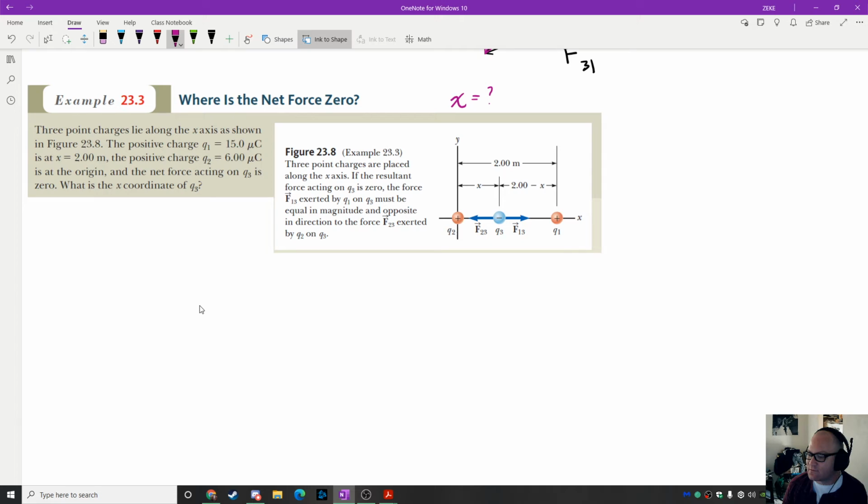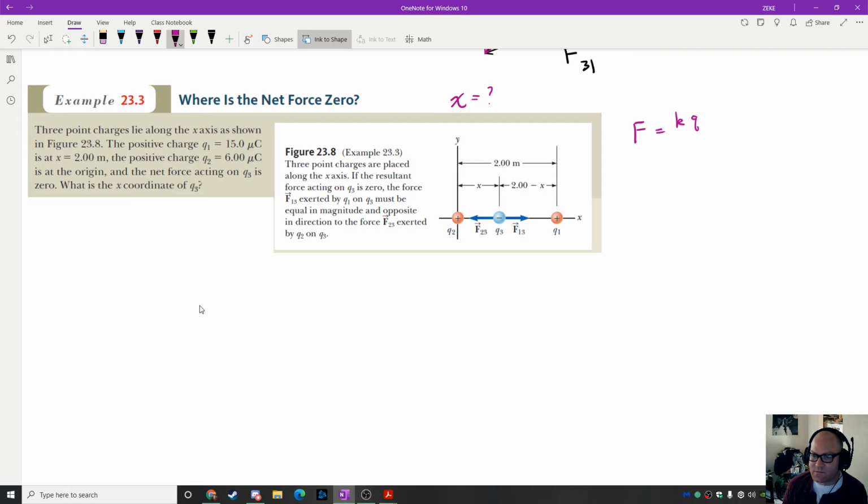Everyone agrees with that. We also know that the force it feels, in general, is going to be given by k times Qi times Qj, divided by the distance between them squared. So we have a general expression, but we're trying to find a place where the force is 0 on this particle. What would have to be true about F23 and F13, that is to say, the force of 2 on 3 and 1 on 3?